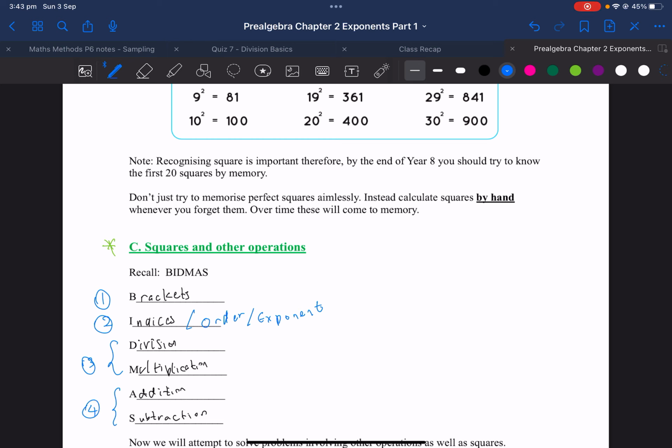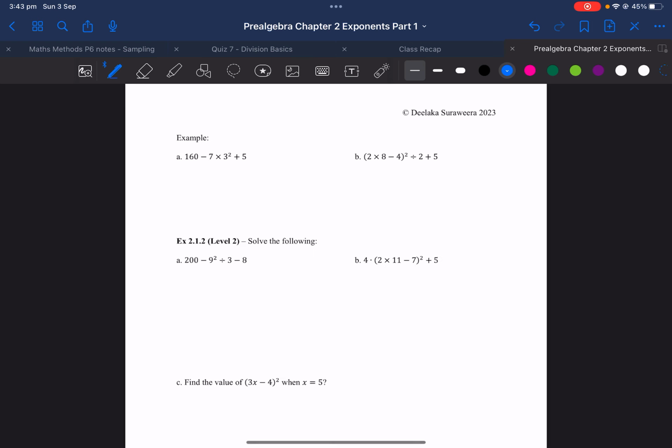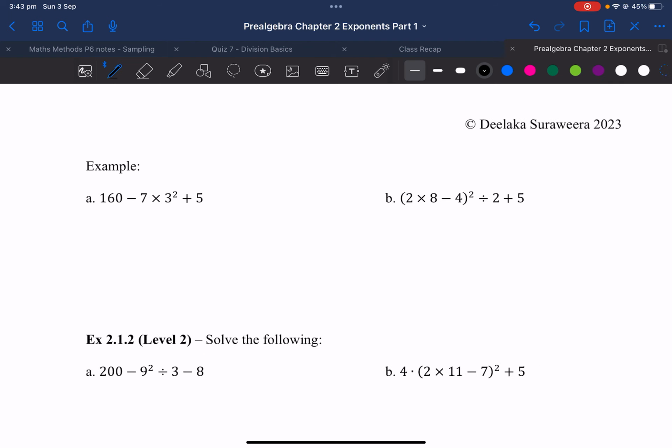I know you know all this, but I want to reiterate it because we'll be using it very thoroughly in the next few questions. So go to the next page. We have all these questions involving multiple operations, so you have to do the right ones first. You can write down BIDMAS if you want, but you don't have to if you know it. I want you to calculate these questions properly by doing the right operation first.